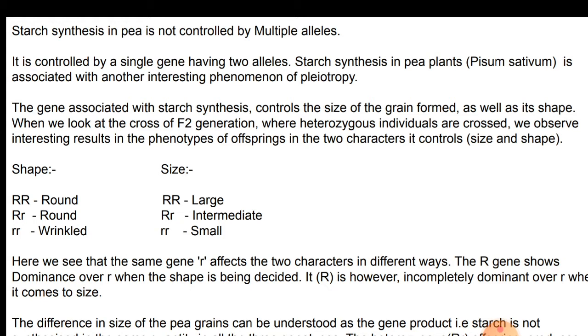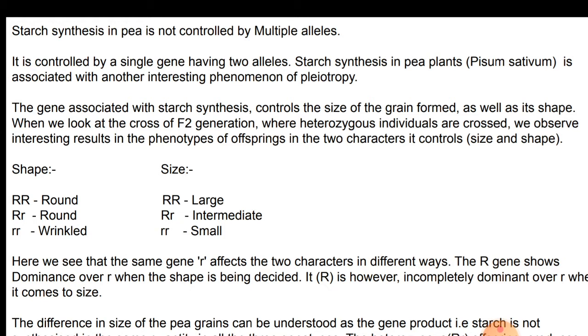Here, if we take the dominant gene as capital R and the recessive gene as small r, then capital R capital R is round, the heterozygote is also round, and the double recessive is wrinkled. But if we look at the size of the grain, then capital R capital R forms large starch grains, whereas capital R small r forms an intermediate size of starch grains. Whereas small r small r, the double recessive, will form small ones. You see the difference in both the characters?